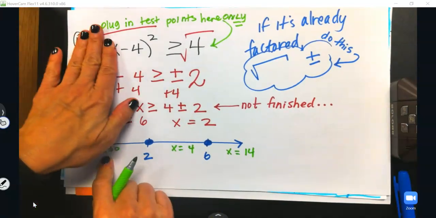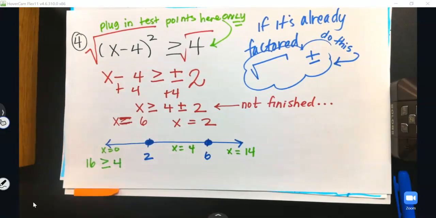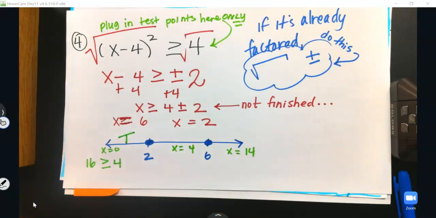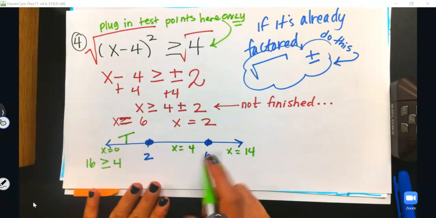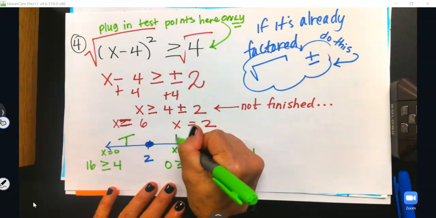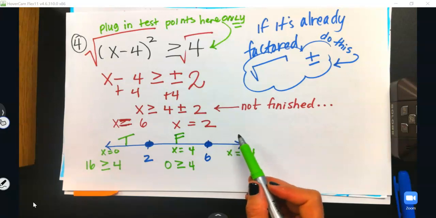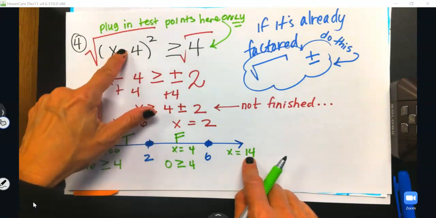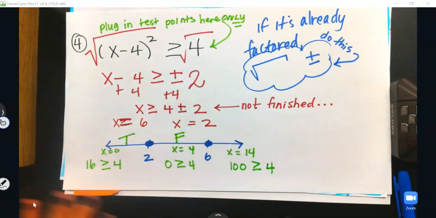We plugged in 0. That's going to be negative 4 squared, which is 16. Is 16 greater than or equal to 4? It is. So this is true. It's providing true answers. Let's plug in 4 here. 4 minus 4 is going to be 0. 0 squared is 0, and I get this. 0 is not greater than or equal to 4, so this is false. Most of the time they alternate. This better be true, but we should check it. We shouldn't just trust it. So when I plug in 14, I chose 14 to make that a 10 in there to make it easy for me. So I'm going to get 10 is greater than or equal to 4. It sure is.